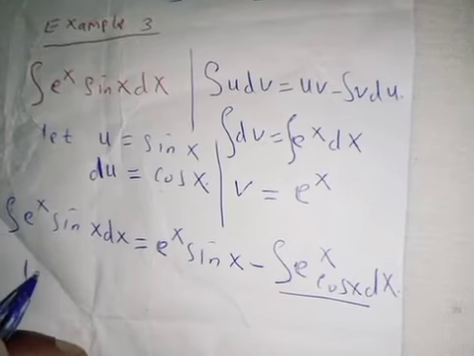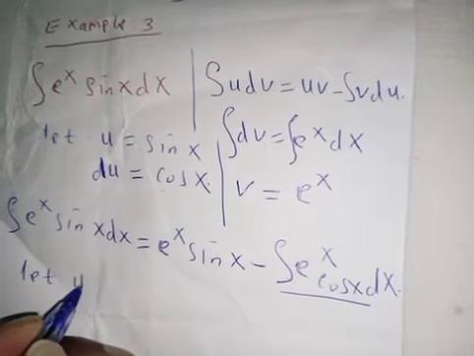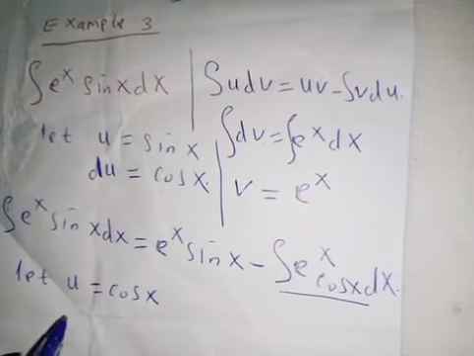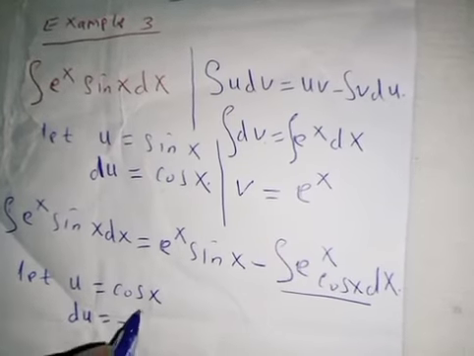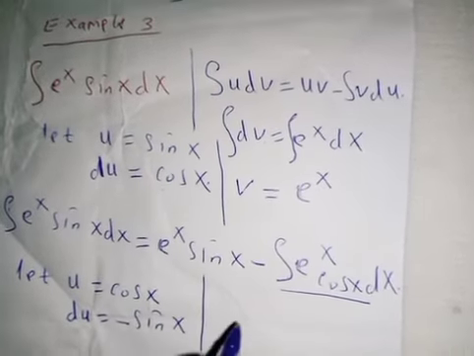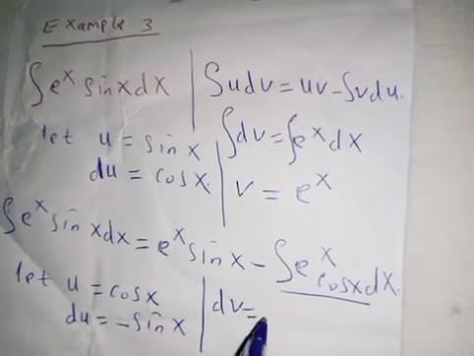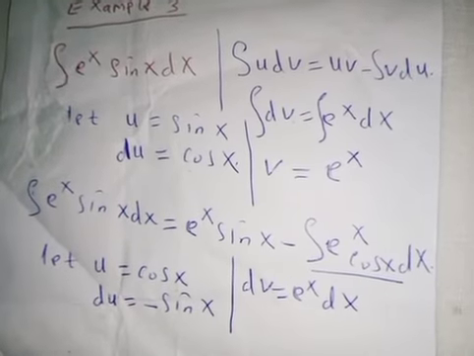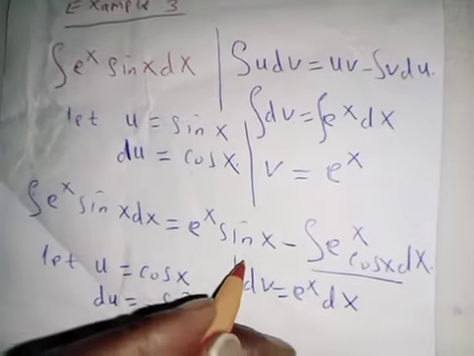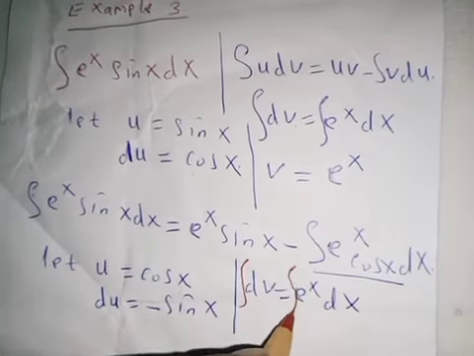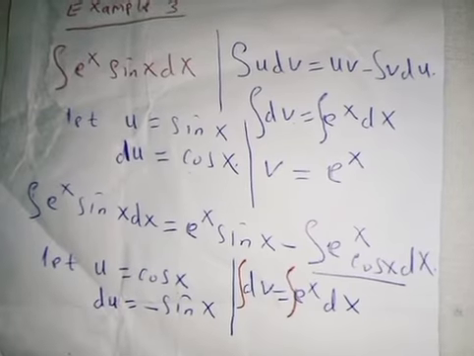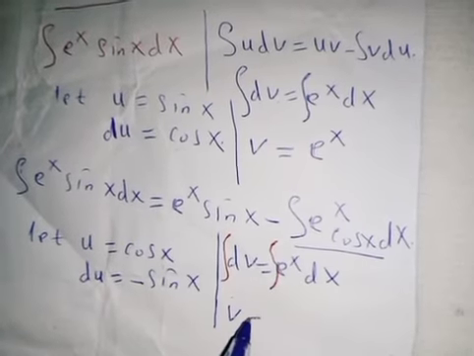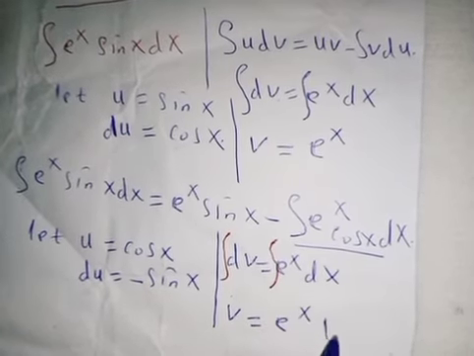We let, at the second stage, our u to be equal to cos of x. Our du will give us negative sine of x. Then we let our dv to be equal to exponential x dx. Then we integrate this both sides. When we integrate dv, we are going to get v, which is equal to exponential x plus some constant.